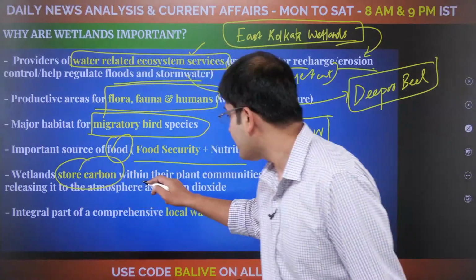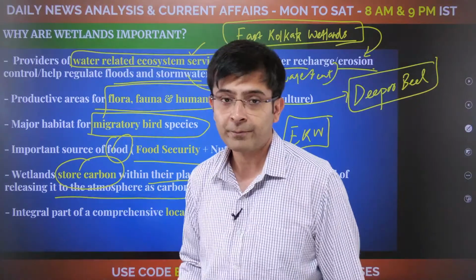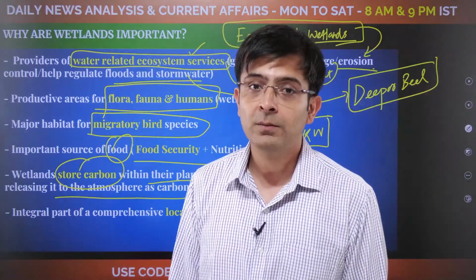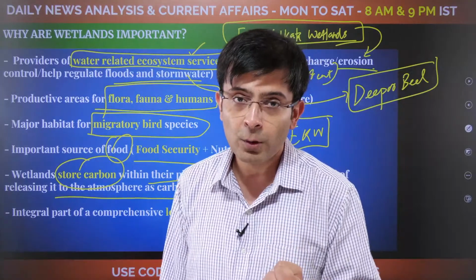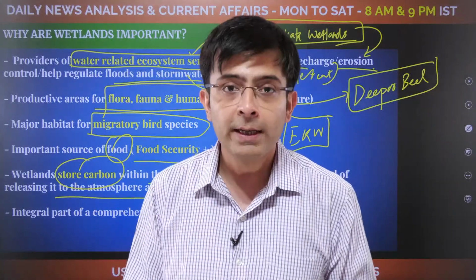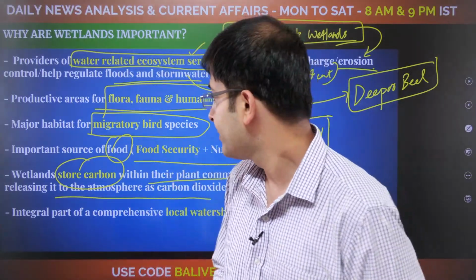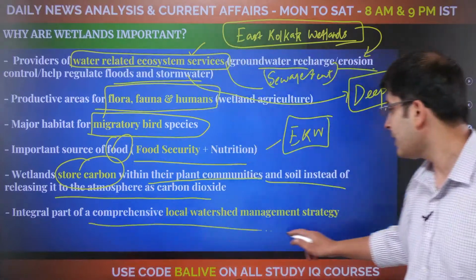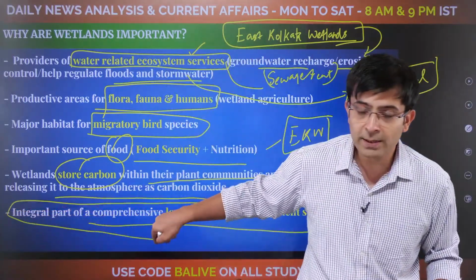Okay, wetlands, now look at this. They store carbon within their plant communities instead of releasing it in the atmosphere. Understand the climate importance now? So they are going to hold carbon for you. What if you start encroaching upon them? The ability of the local system to process carbon locally is completely destroyed. More problems, more susceptible to the local communities. Do you realize? An integral part of a comprehensive local watershed management strategy. This is what is needed.